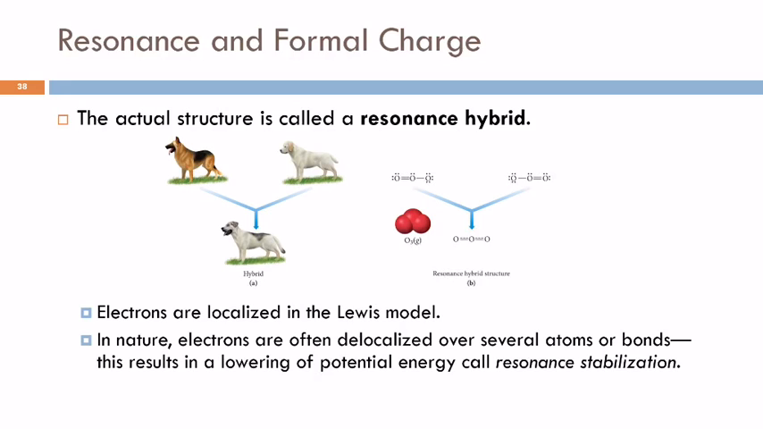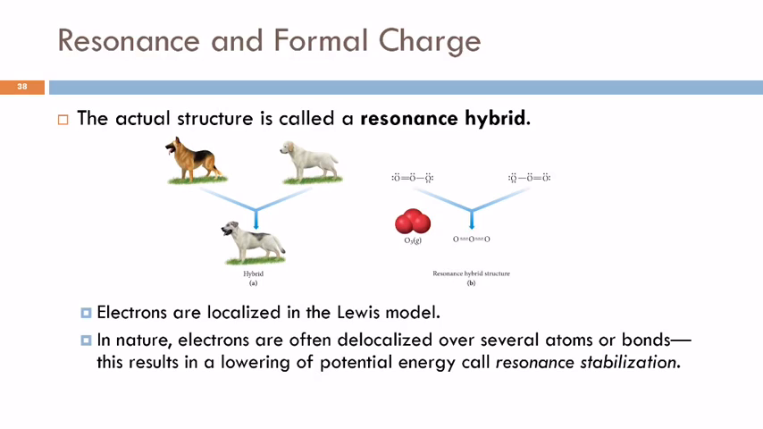What is delocalized? Delocalized means that it's not localized. So localized means it's specific to a particular place. Like this double bond, the electrons in the second bond there in the Lewis model are between these two oxygen atoms. But actually, the electrons in that second bond are spread out over the whole molecule. They're delocalized. They're not in a specific location.